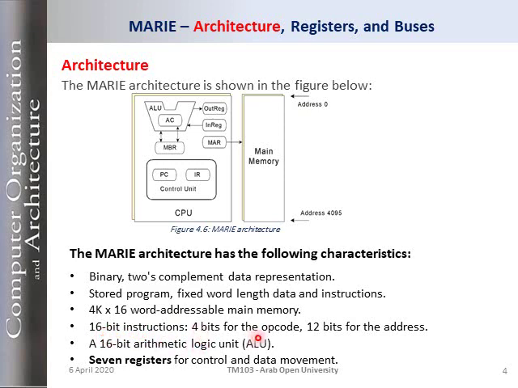4 bits of that instruction we call the opcode, which means what kind of instruction are we doing? Is it add? Is it multiplication? Is it store? Is it load? This is the opcode. It's assigned 4 bits. The remaining 12 bits are reserved for the address, and we will talk about this in more detail later on. The ALU is a 16-bit arithmetic logic unit, and we have, as I said earlier, 7 registers for control and data movement.